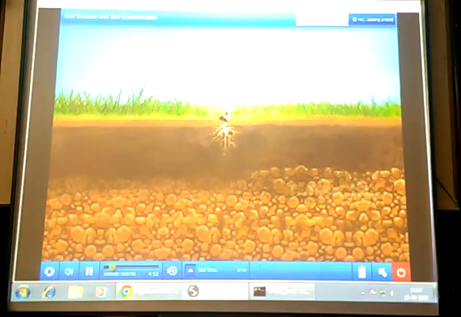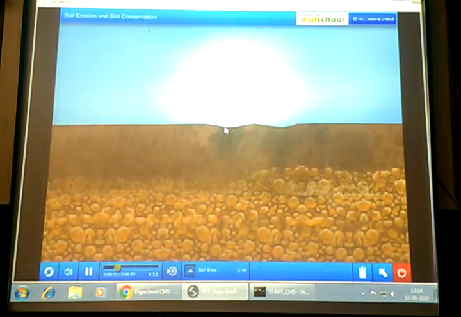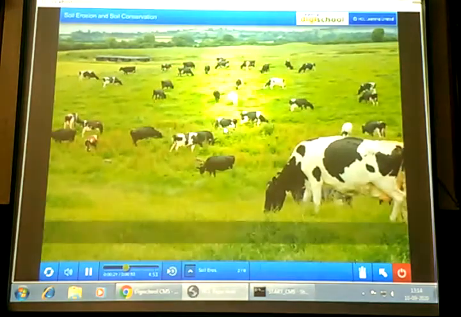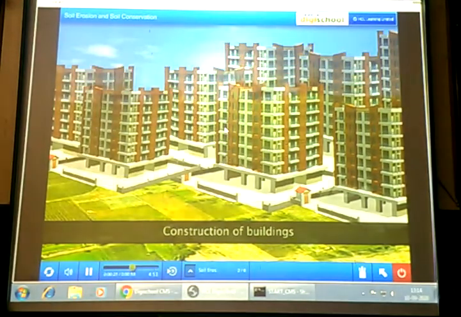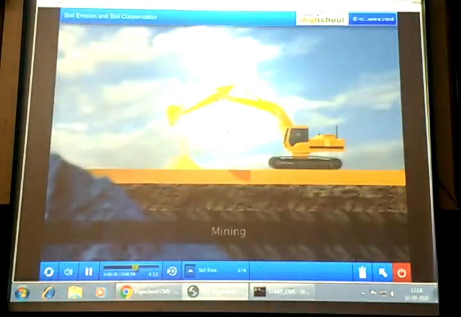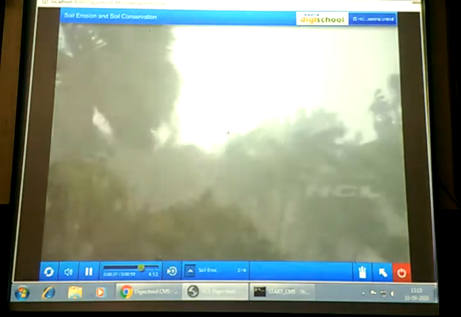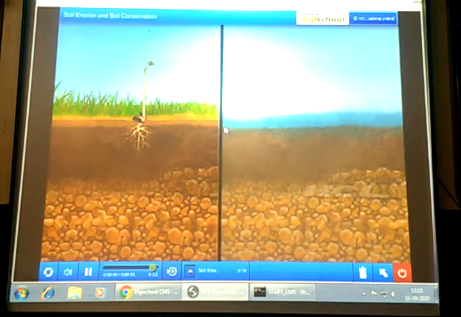The processes of soil formation and erosion happen simultaneously. Generally, there is a balance between these two activities. However, certain human activities such as deforestation, overgrazing, construction of buildings, defective farming, and mining lead to excessive soil erosion. Soil erosion can also be caused by natural factors such as wind and rain. When human activities increase soil erosion, the natural balance between soil formation and soil erosion is disturbed.